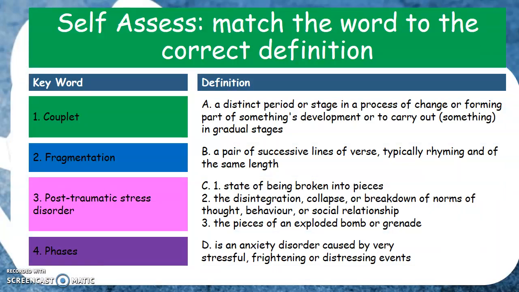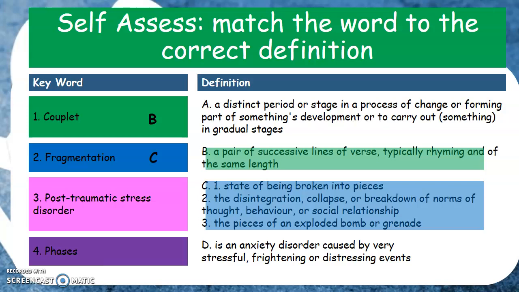So self-assessing, looking through at the definitions of each of these words. So number one, couplet is paired with B. We've looked at this a little bit in Romeo and Juliet. So a pair of successive lines of verse, typically rhyming and of the same length. So you'll notice that the poem is written in couplets, so 2 lines all the way down. Couplet sounds like couple, couple is 2. Fragmentation is a state of being broken into pieces, fragmented. So thinking about how Eddie is fragmented now, a little bit broken, a little bit split into pieces.